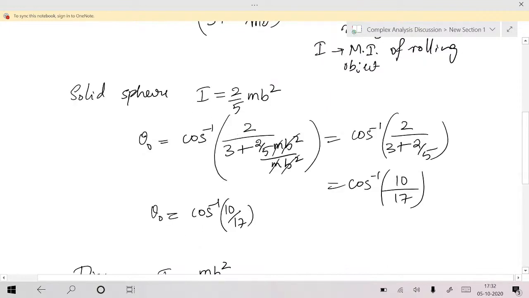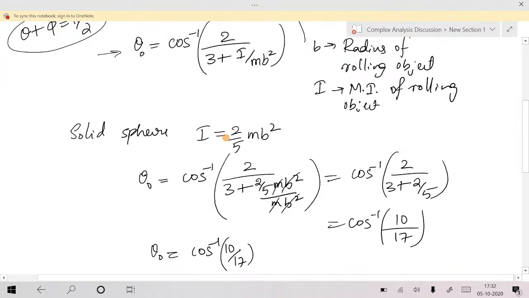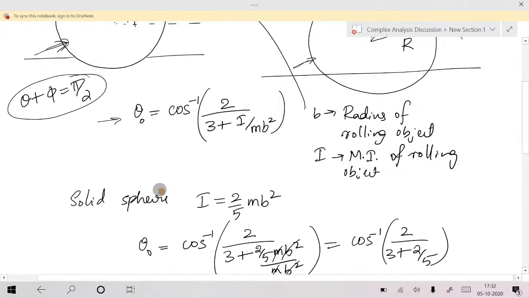This angle depends on what kind of object it is, whether it's a solid sphere or a hollow sphere. Again, for a hollow sphere, what is the moment of inertia? About an axis, I think it is 2 by 3 mb square. Again, it depends on what kind of object it is, not even the radius of that object. It depends on this factor which comes in the moment of inertia, which decides what kind of object it is, whether it's a hollow sphere, solid sphere, ring, disc, or something.